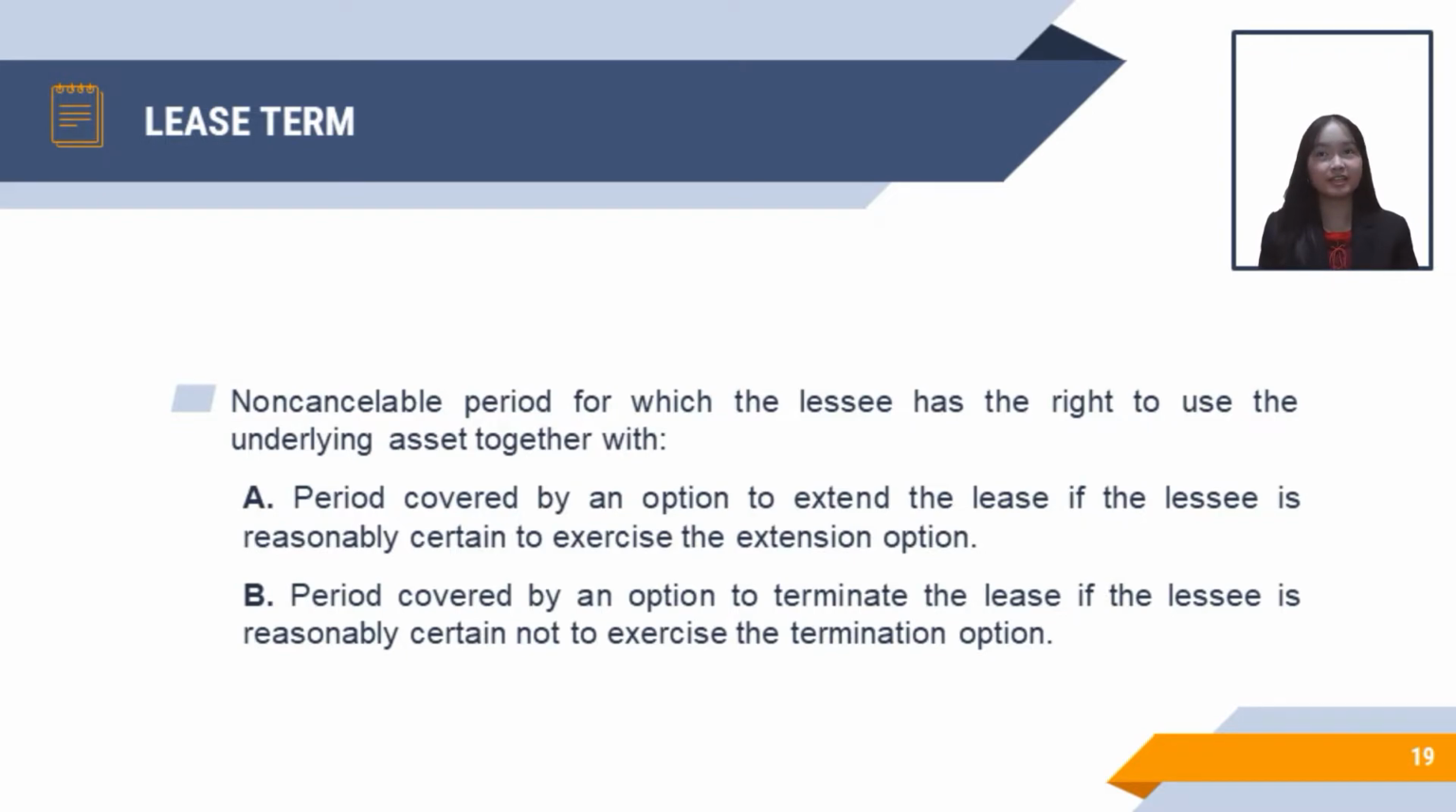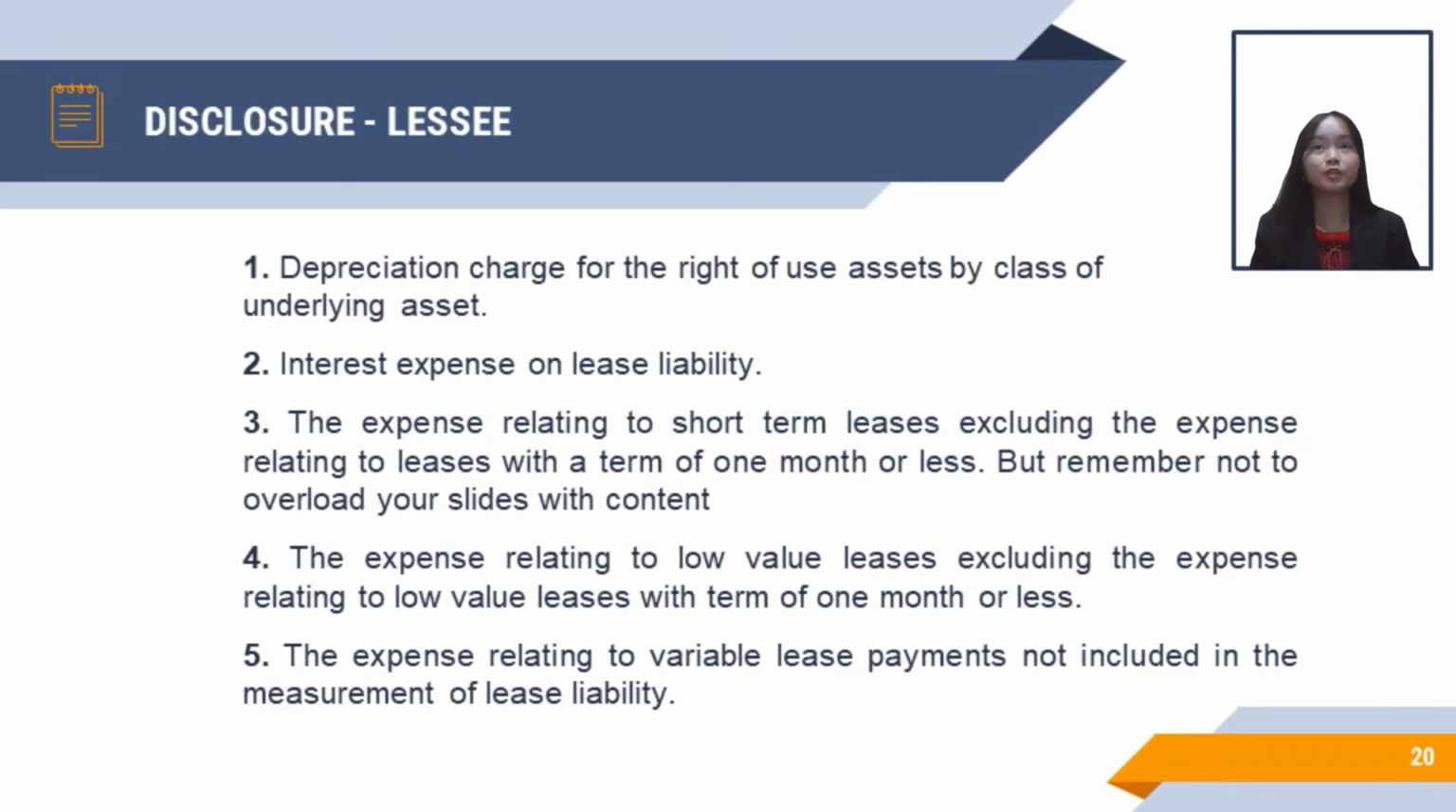Next, we will define what lease term is. Appendix A defines it as a non-cancelable period for which the lessee has the right to use the underlying asset together with both of the following. A. Period covered by an option to extend the lease if the lessee is reasonably certain to exercise the extension option. Letter B. Period covered by an option to terminate the lease if the lessee is reasonably certain not to exercise the termination option.